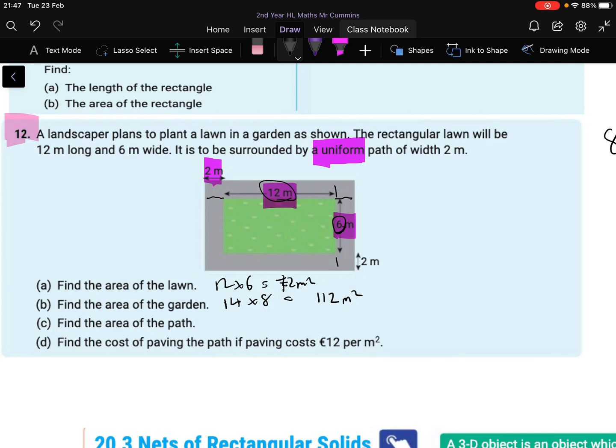So the area of the path. Okay, right. So we're going to have to find the area of the path. Now that's a tricky enough one, and the only way I can do this is to separate it into 3 different shapes. So I can do a shape there. I'm going to find the area of this bit here, and you might find a different way of doing this. I'm going to find the area of all this bit here, and the area of all that bit there.